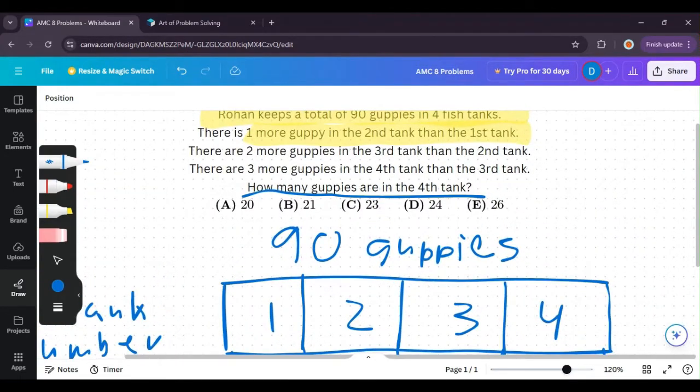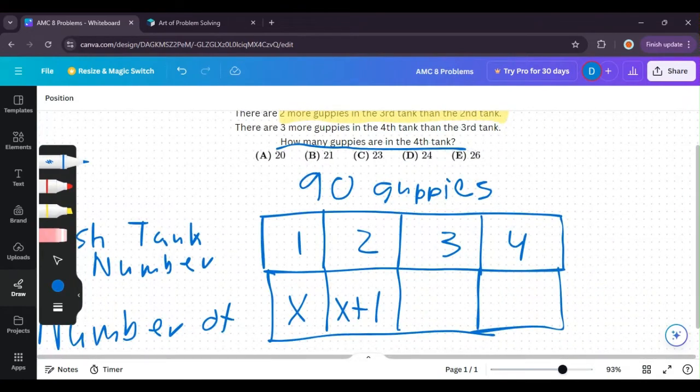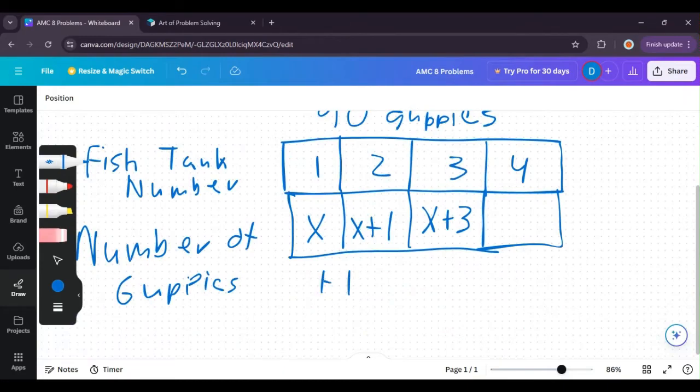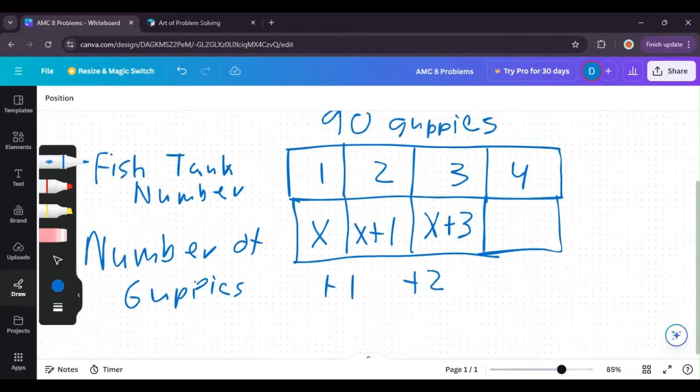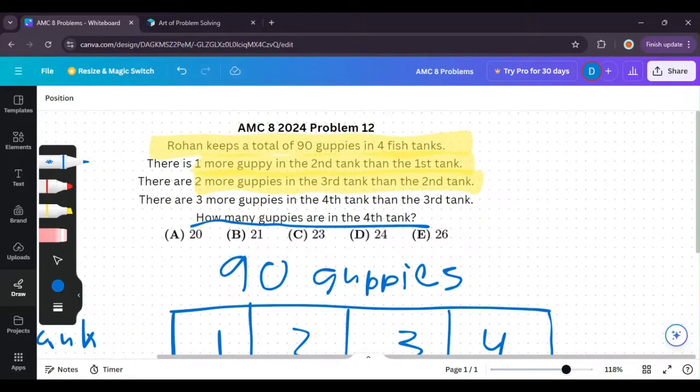Okay, so it also states that there are 2 more guppies in the third tank than the second tank. So if there are 2 more guppies in the third tank than the second tank, we can add 2 to the number of guppies in the second tank to get the number of guppies in the third tank. So x plus 3. So plus 1, plus 2. And we can continue on.